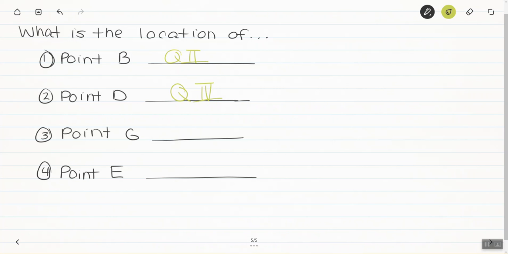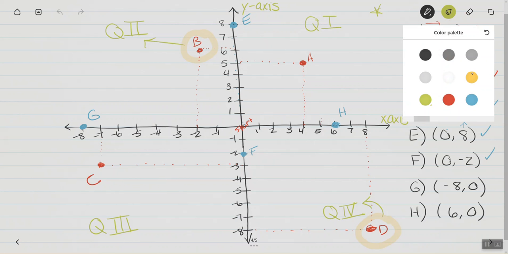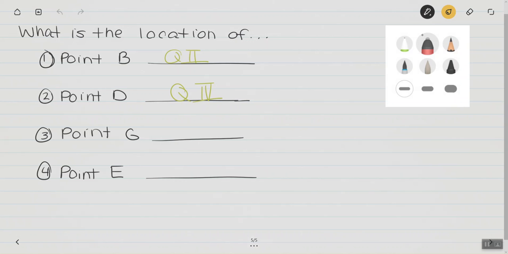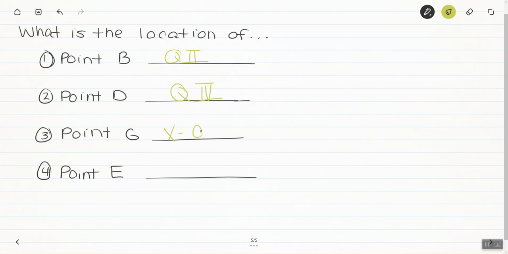Now I need to do point G. I'm going to look back at my coordinate plane. Where is point G? It's right here. Now point G is not in a quadrant. Point G is actually on the x-axis. So when we go to write that one in, it is located on that horizontal or the x-axis.